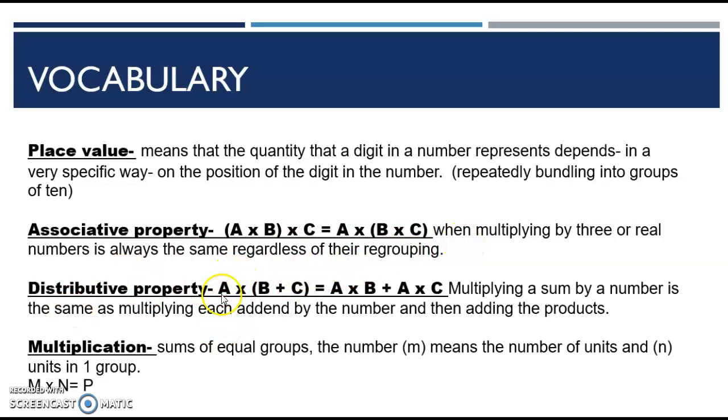Distributive property: A times (B plus C) equals A times B plus A times C. Multiplying a sum by a number is the same as multiplying each addend by the number and then adding the products. Multiplication: sums of equal groups. The number m means the number of units in n groups, with n units in one group. M times n equals p.